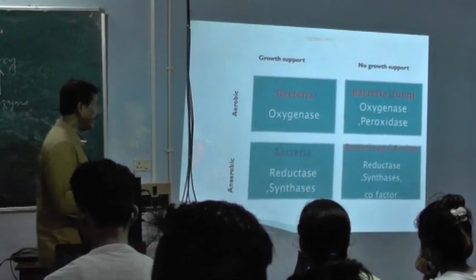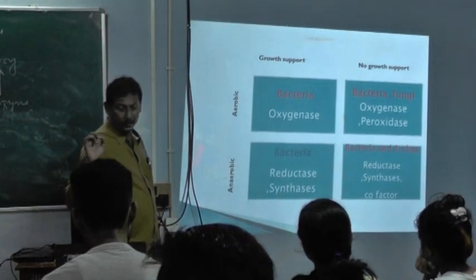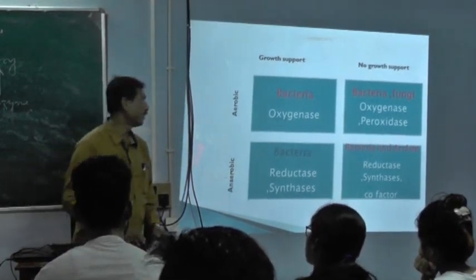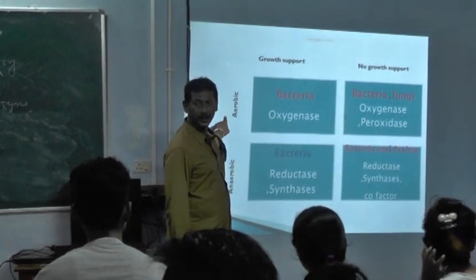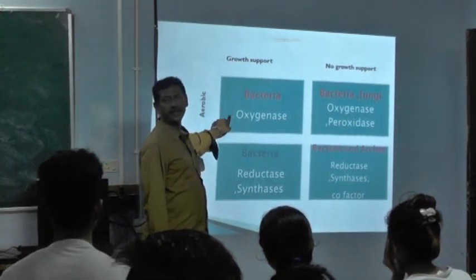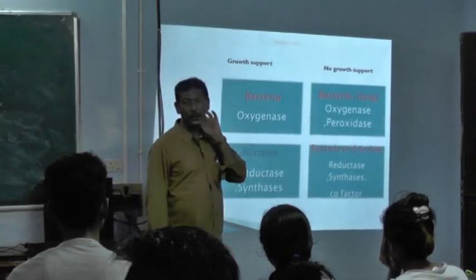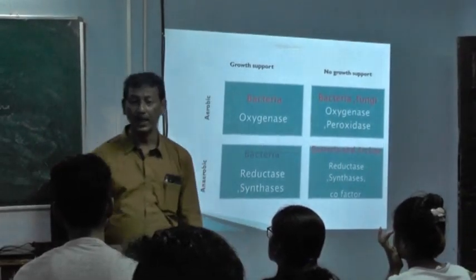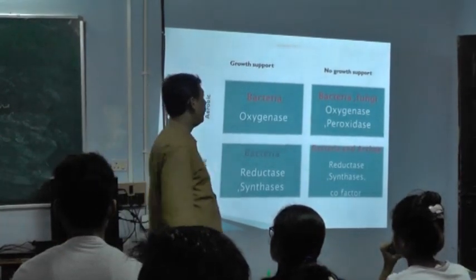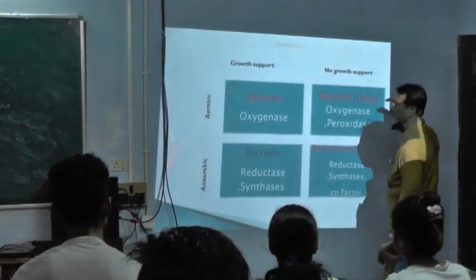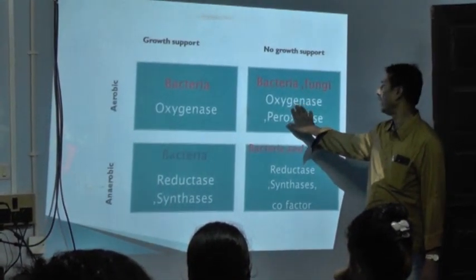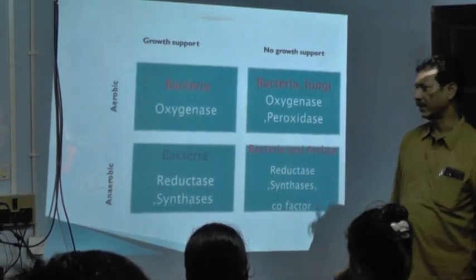Now, in this process, the enzyme systems operate in four different groups. For example, where the toxic chemical is present and growth is taking place, that is growth supporting, and the enzyme is oxidase. In case of no growth, meaning the bacteria are not able to thrive or utilize the carbon source, the fungi generally break down the complicated carbon, and this complicated carbon is broken down by two enzymes, peroxidase and oxidase.